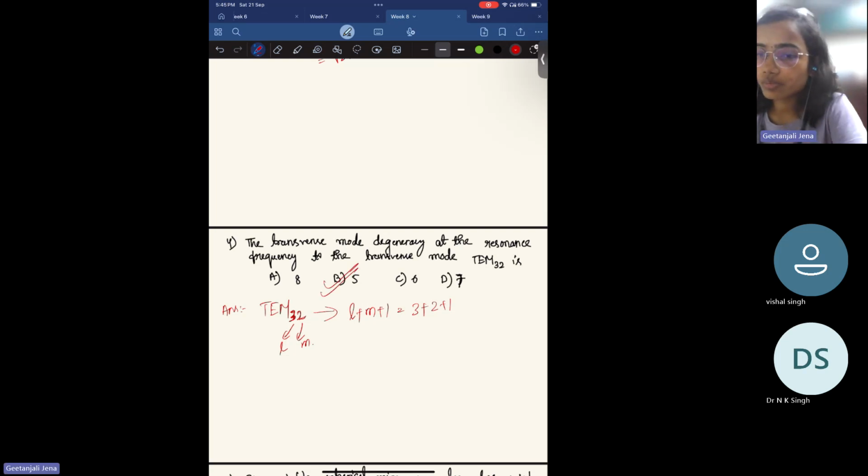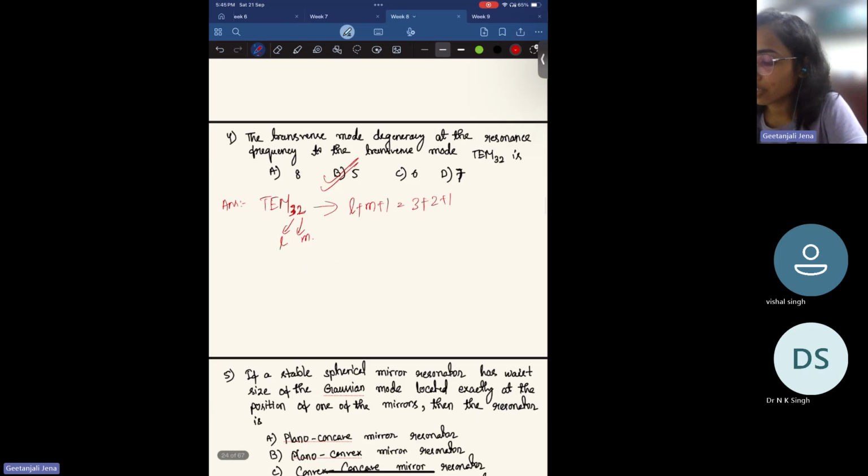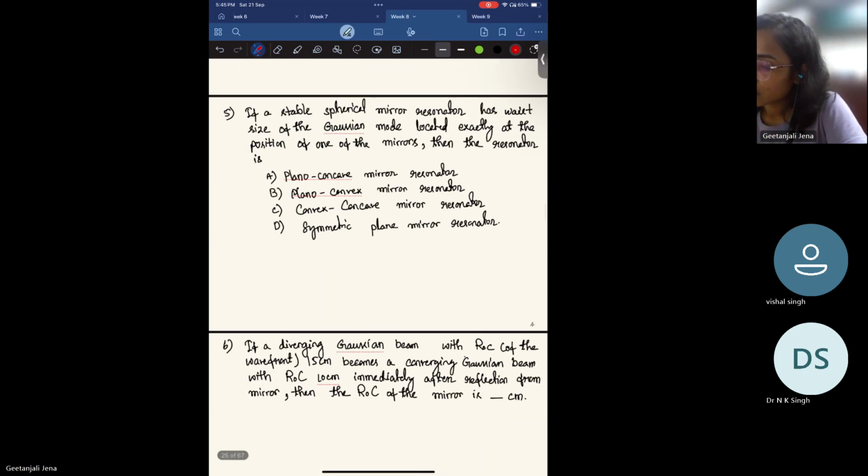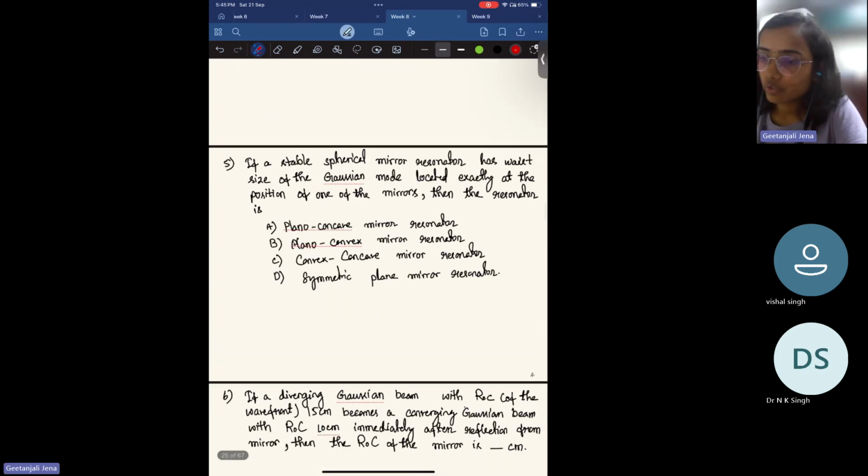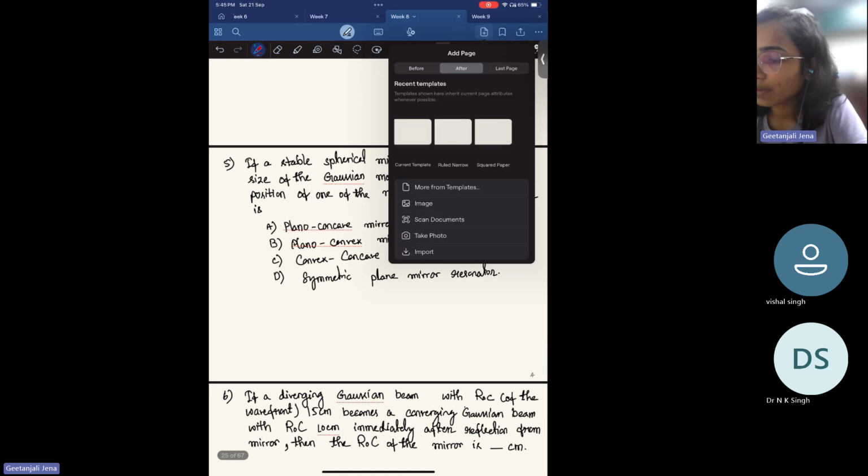So these are some conceptual problems that you have to remember. What is the formula for the transverse mode degeneracy? What is the L and M value for different types of mode? For Gaussian, what is the L and M value? Now we'll move to the next question.